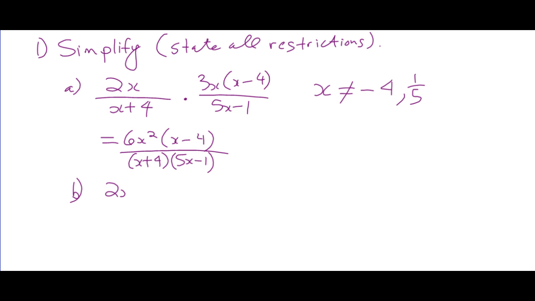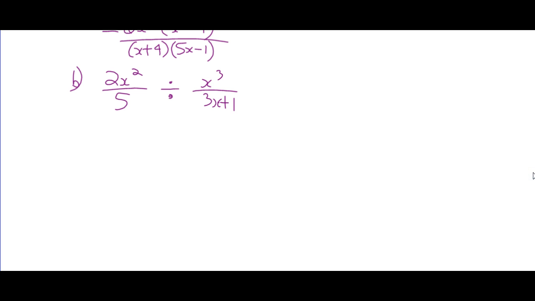B. Okay, let's do a division. 2x squared over 5. Okay. Actually, I think all we're doing here really is just stating restriction. So we need to turn this into a multiply, right? So it's 2x squared over 5 times what? 3x plus 1 over x cubed. What are the restrictions? So x cannot be 0. Is that it? Negative 1/3.